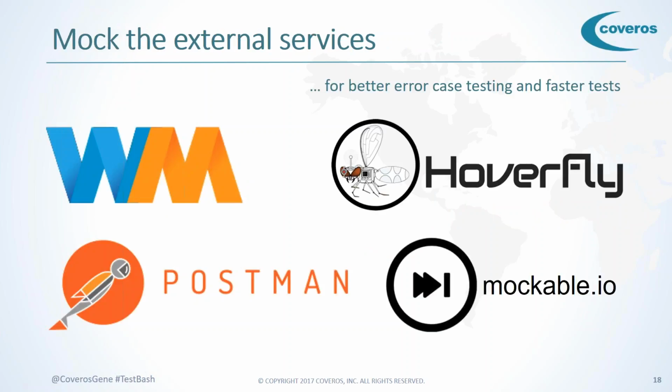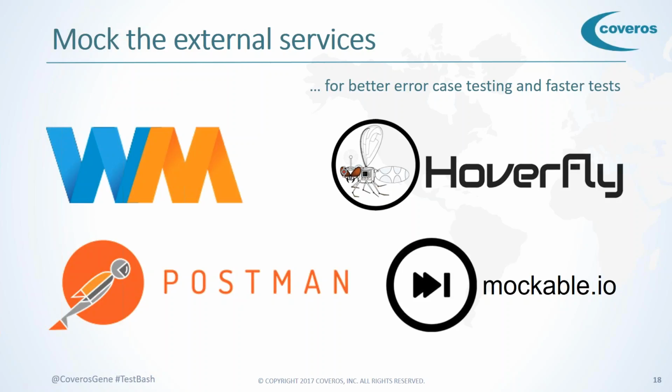Along those lines, once you do some testing on the external APIs that you use, you might want to mock them, right? So you can do better error case testing and faster tests. Once you've modified a request to see what a bad request will generate, I can see if I can handle the response that would come back from that. And I can do that with a mock so that I don't have to worry about that system being available or up all the time. And tools like WireMock, Hoverfly, Postman, Mockable.io all let you set up virtual services that can return either canned or dynamic responses to the service calls that you're testing.